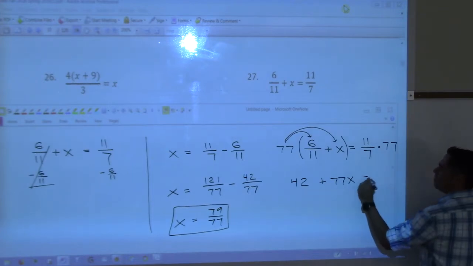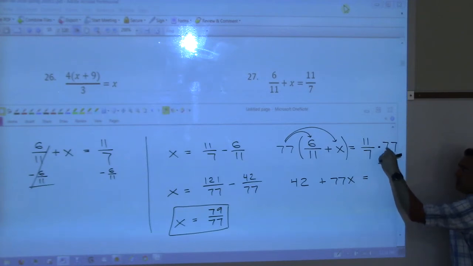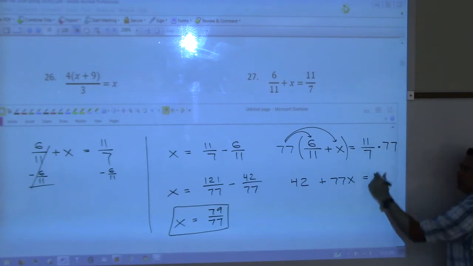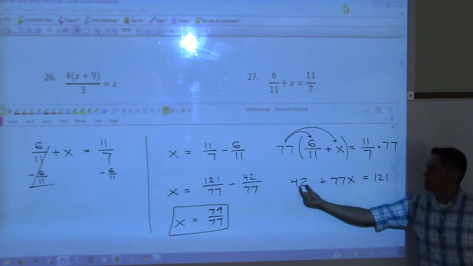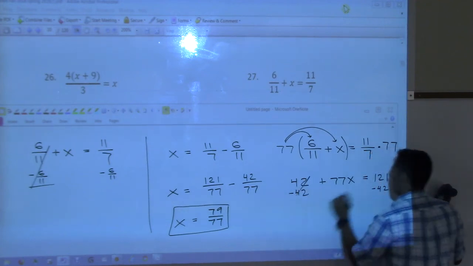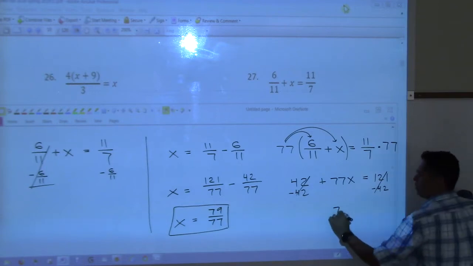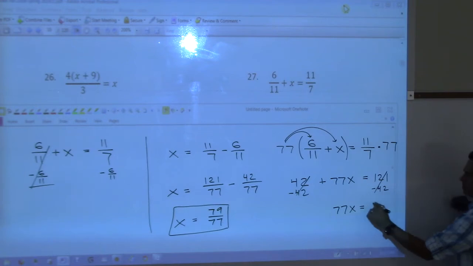And then on this side, what do you get? Same thing. Think about this, 77 over 7, what does that give you? 11. 11 times 11 gives you 121, right? Now, this is a nice little linear equation. I subtract 42 from both sides. And what do we get here? 77x equals, what's 121 minus 42? We did that earlier, didn't we? 79? We're almost there.